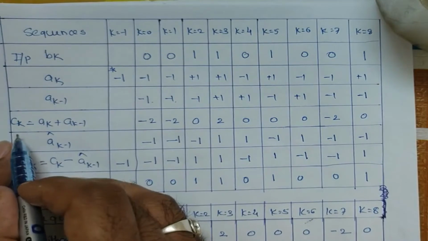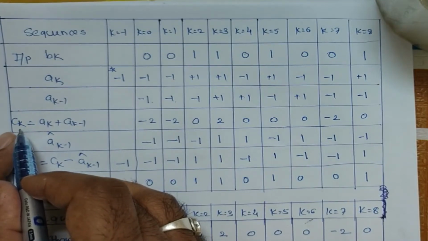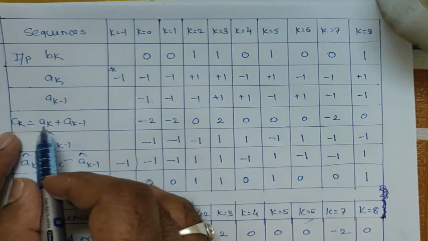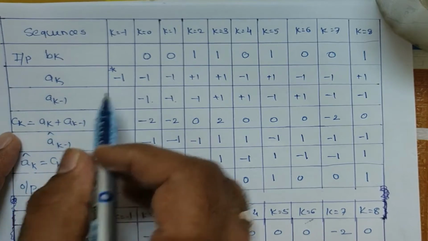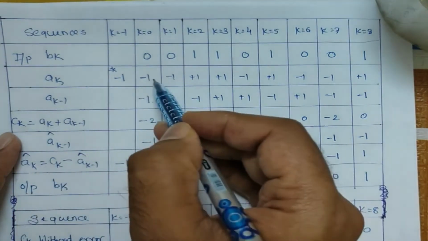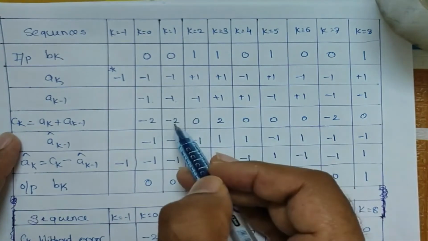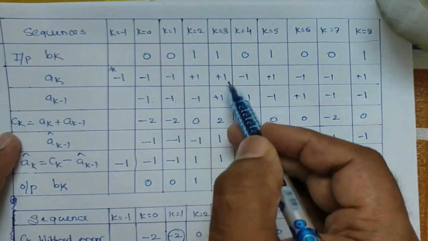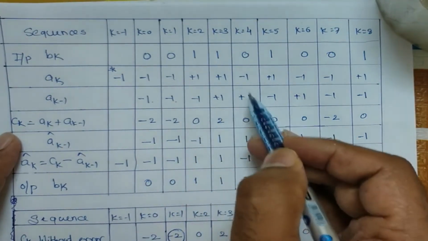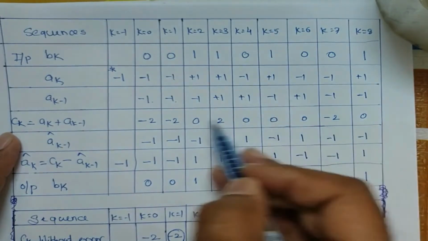Now the next value we are going to find out is c_k, the output of the duobinary encoder, which is a_k plus a_{k-1}. So we have to add these two: -1 -1 is -2, -1 -1 is -2, +1 -1 is 0, likewise 1 + 1 is 2, -1 + 1 is 0. We are getting these values.